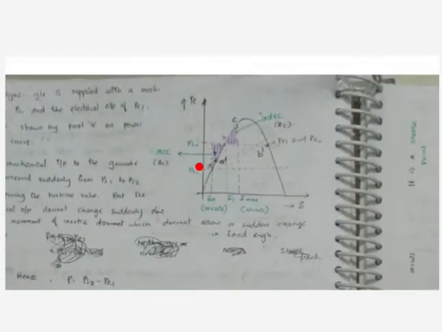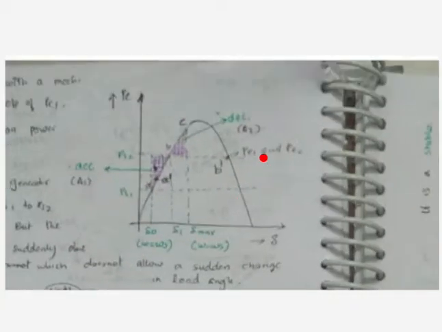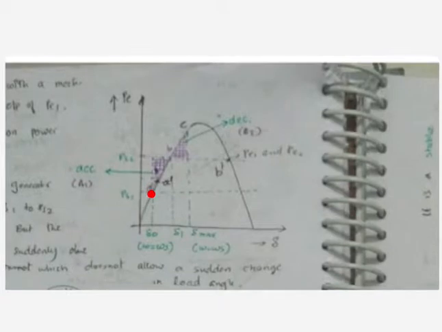This is what we were talking about. So suppose the mechanical input suddenly increases. So this was the system operating condition, right? System is initially at PS1 and this is delta zero. Now suddenly the mechanical input increased to PS2, right? So this should correspond to a new operating point.